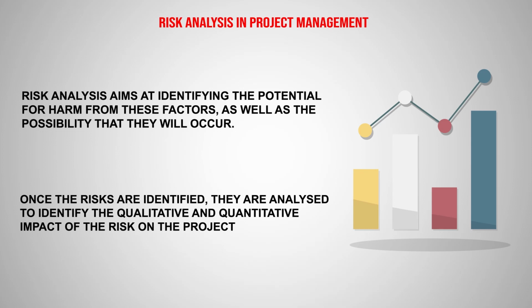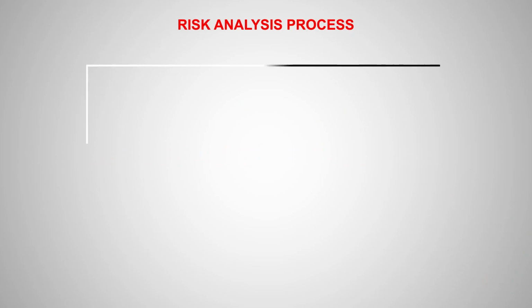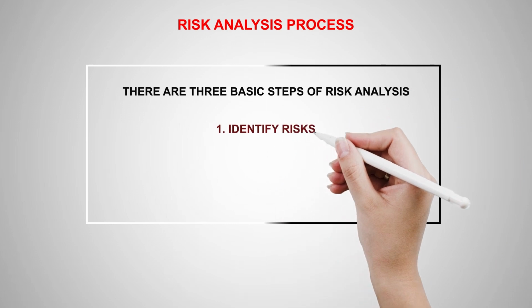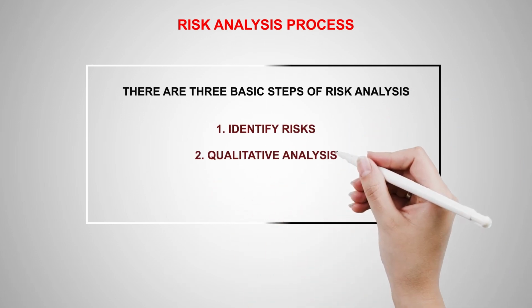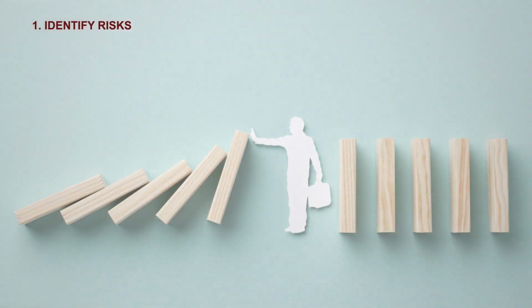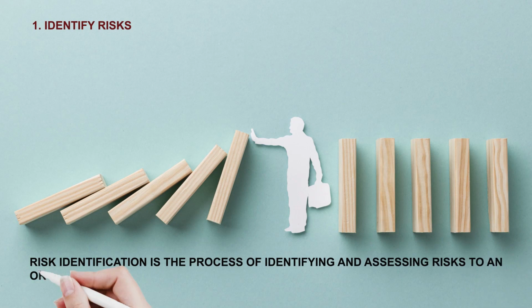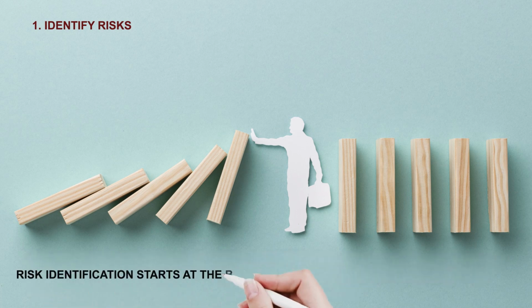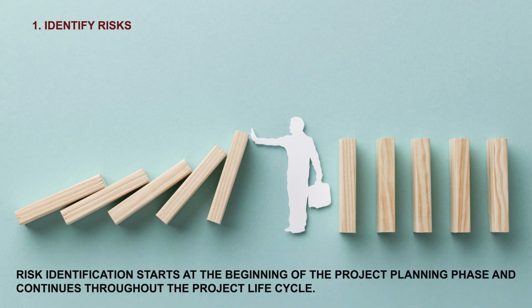Risk analysis process. There are 3 basic steps of risk analysis: Identify risks. Qualitative analysis. Quantitative analysis. 1. Identify risks. Risk identification is the process of identifying and assessing risks to an organization, its operations, and its workforce. Here you list all the potential project risks and their characteristics. Risk identification starts at the beginning of the project planning phase and continues throughout the project lifecycle.